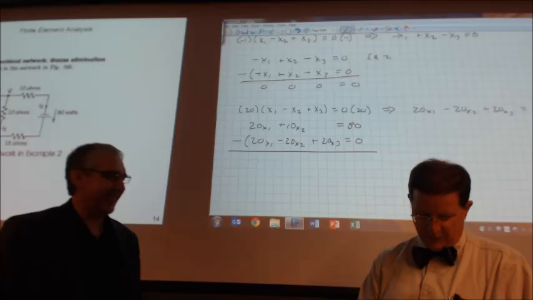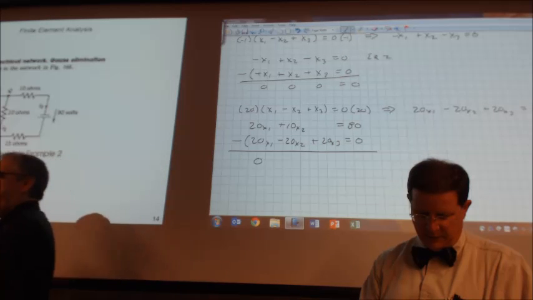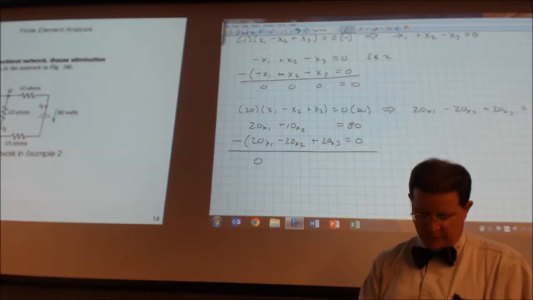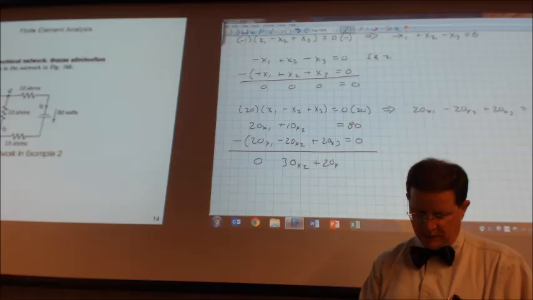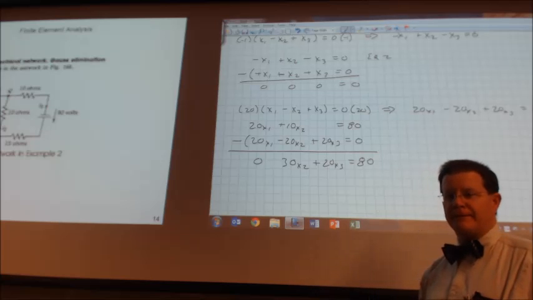Good. So this is 20 minus 20, which is going to be 0, right? 10 plus 20 is going to be 30x2 plus 20x3 equals 80, right? Should be minus 20.